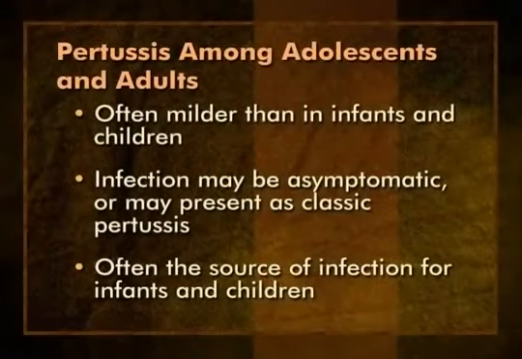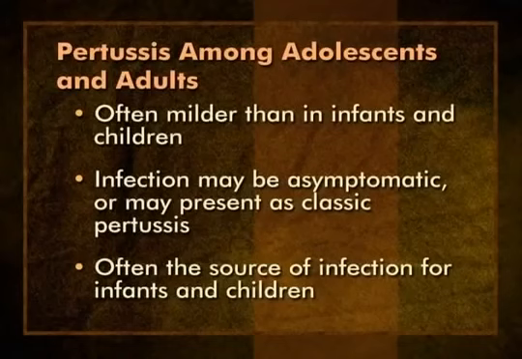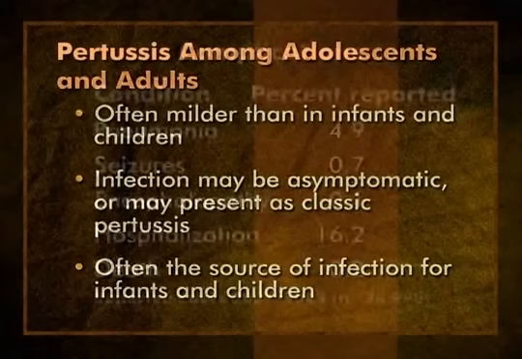Pertussis is not just a childhood disease, as was believed in the past. Pertussis is a common cause of cough illness in adolescents and adults. Pertussis among adolescents and adults is often milder than in infants and children. The infection may be asymptomatic or may present as classic pertussis with paroxysmal cough or a whoop. Pertussis may not be considered by the person's clinician. Adolescents and adults with pertussis are often the source of infection for susceptible infants and children.